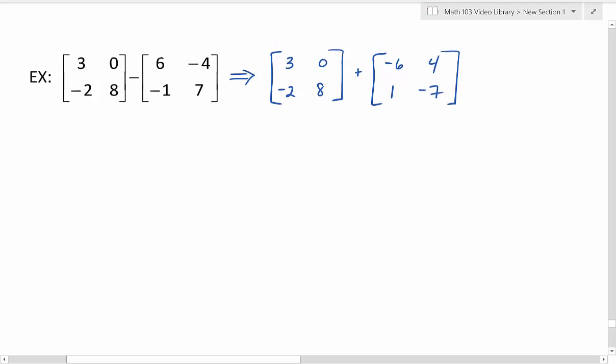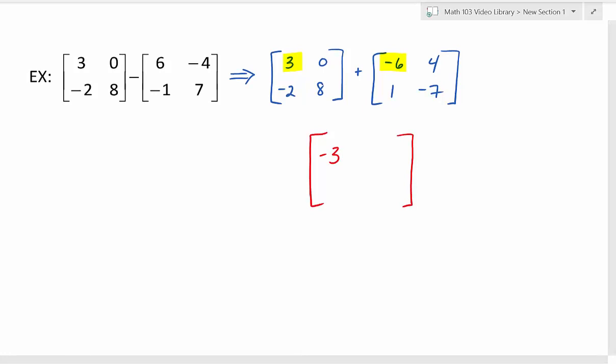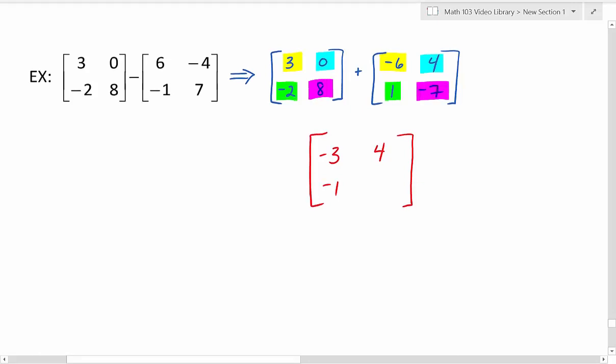We're going to be adding corresponding elements. Note that our matrices are the same dimension. And our answer is also going to be 2 by 2. So we're adding 3 with -6. It's -3. 0 with 4 gives us 4. Negative 2 with 1. It's a negative 1. And lastly, 8 plus negative 7, positive 1. And there's our answer.